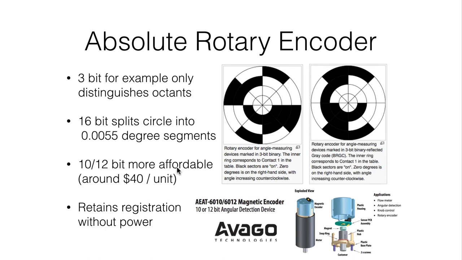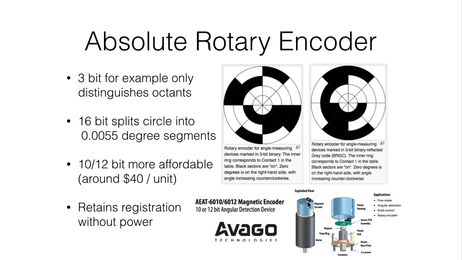Those are expensive, but you can go 10 or 12 bits with much more affordable prices, around $40 a unit for rotational encoders. So 12 bits, that would be 4,096 different segments around the circle. That's also a really high resolution.